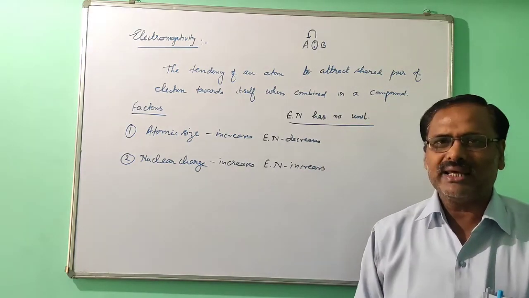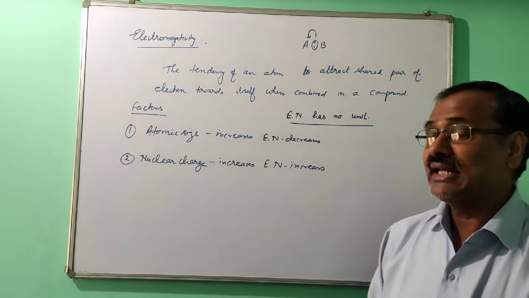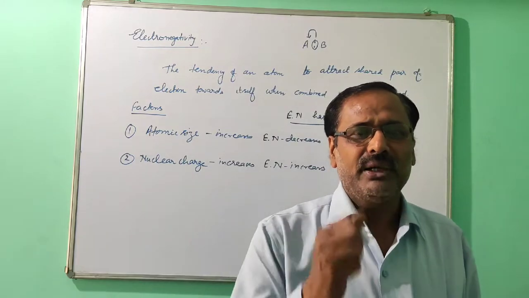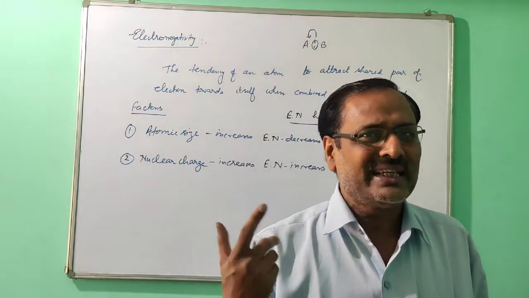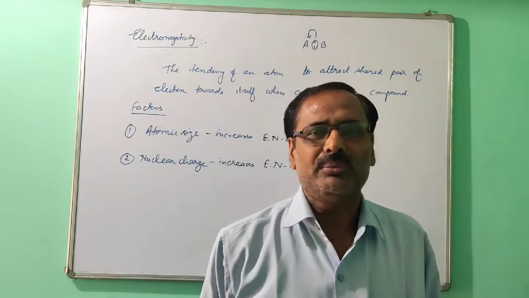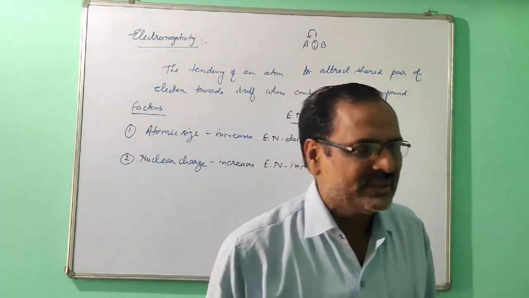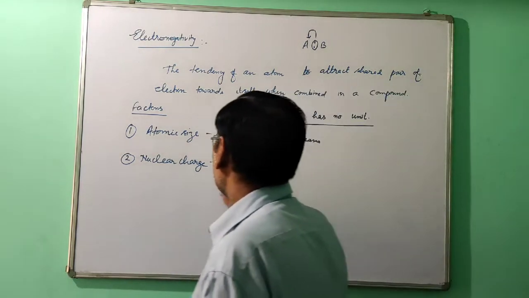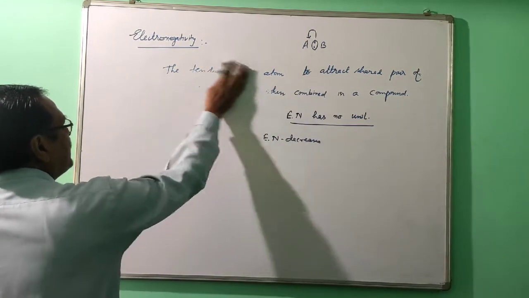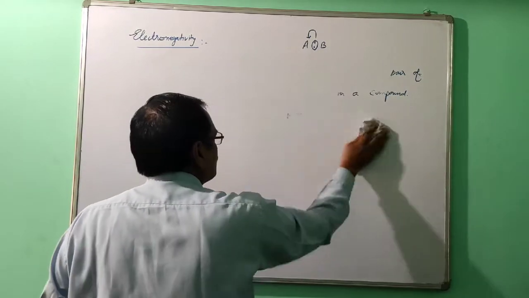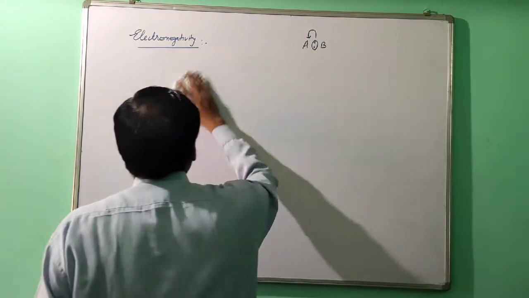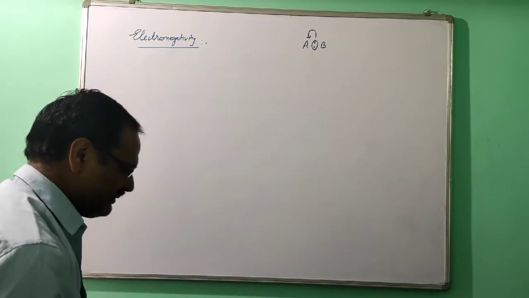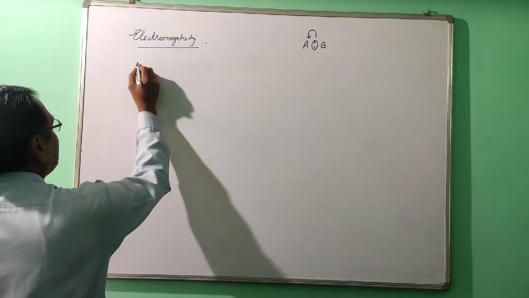Now we are going to apply these two factors in a group and in a period. When we move in a period from left to right, how will electronegativity change, and when we move in a group from top to bottom, how will electronegativity change? We are going to apply first in a period and then in a group. So first we take the period. When we move in a period from left to right, how will the electronegativity change?